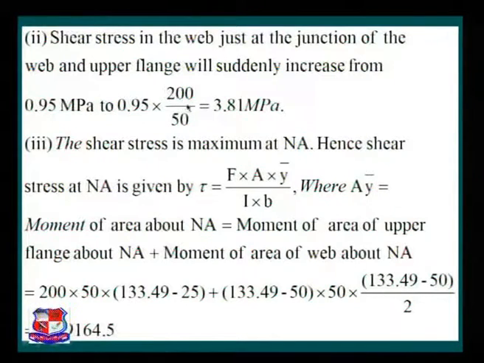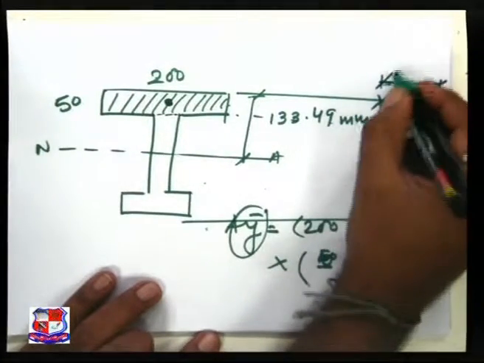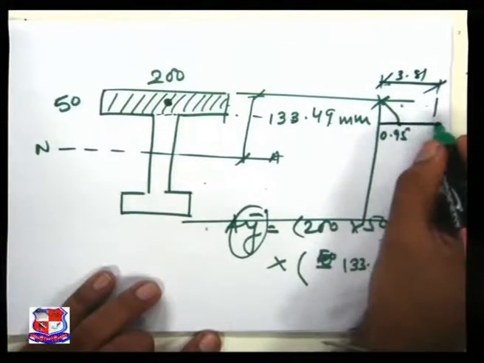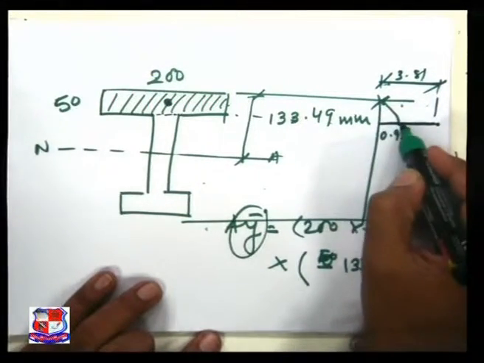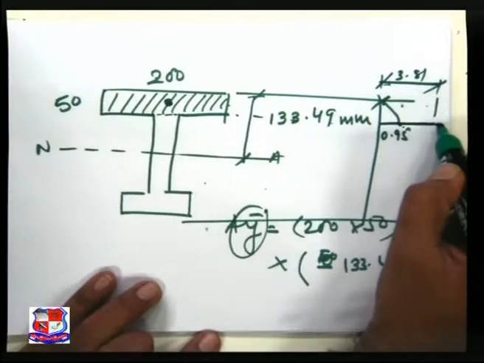This is the width of the flange, and this is the thickness of the web. So as per the ratio of the width of flange and the thickness of web, the shear stress suddenly increases at the junction, that is, it becomes 3.81 megapascal. If you want to refer to the figure on this tabletop, this value is 3.81, suddenly increases. So 0, then 0.95, and at the same junction the value is 3.81 Newton per mm square.